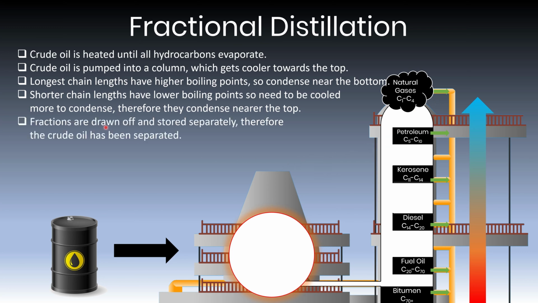Because each of these different fractions are drawn off and stored separately, we can say that we've separated the crude oil into each of the fractions that you see here. There are more fractions, hence the reason that I drew more pipes. However, we don't study these additional fractions at GCSE.